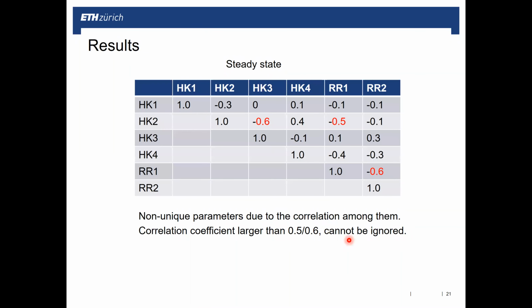And this is the result from the steady state. And this is the correlation coefficient between different parameters. You can see that there are high correlations between some parameters. That means these parameters can't be uniquely determined by this traditional numerical model, because when you increase one parameter and decrease another parameter, you get the same result.